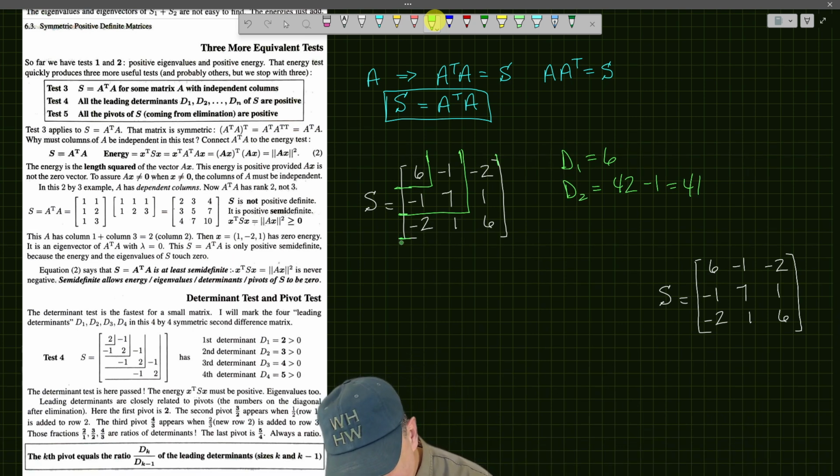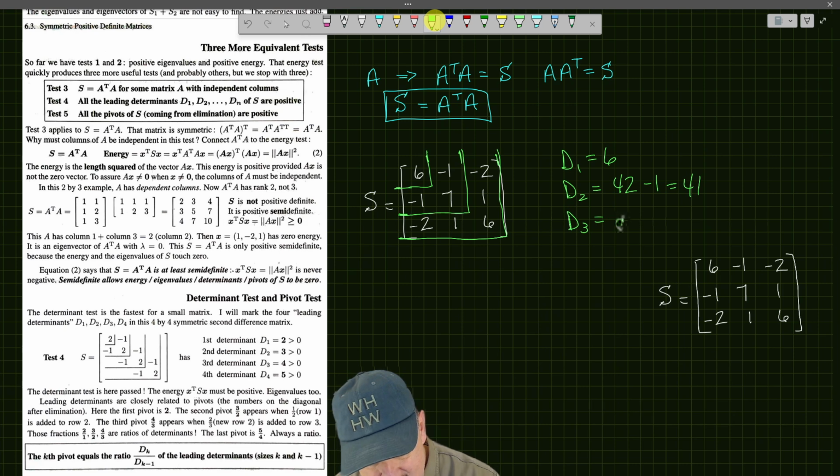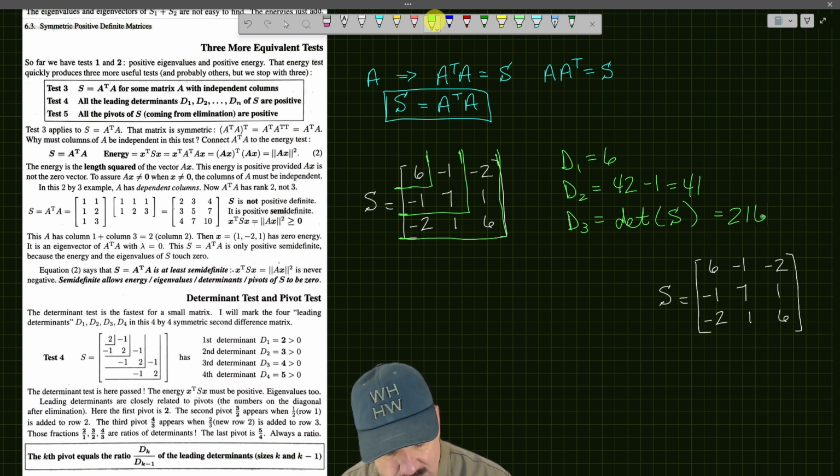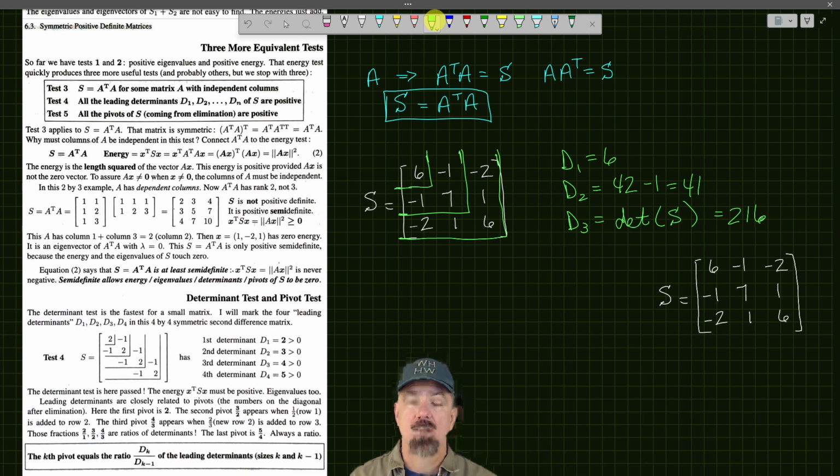Of course, in the 3 by 3 example, we are only going to have 3. Moreover, D3 is equal just to the determinant of S. We could calculate this using the pitchfork method or whatever, but this turns out to be 216, also positive. So because all of these upper left determinants are positive, the matrix is positive definite. It's satisfying the same condition.